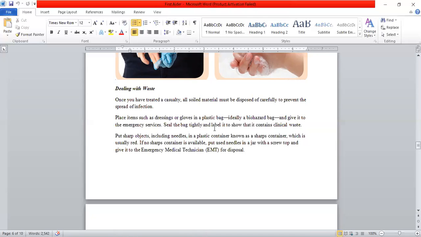Seal the bag tightly and label it to show it contains clinical waste. Put sharp objects, including needles, in a plastic container known as a sharps container, which is usually red. If no sharps container is available, put the used needle in a jar with a screw top and give it to the emergency medical technicians for disposal. That is if you handled any sharp object.